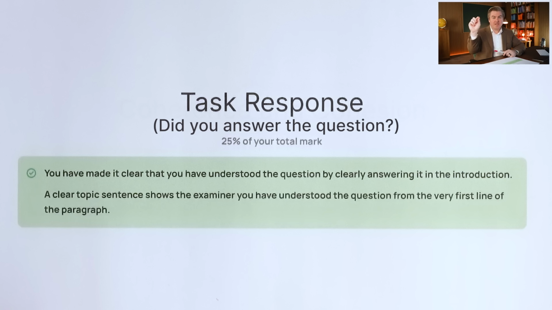And then in the topic sentence, we've taken that idea and we've paraphrased it. We've stated very, very simply, this is my topic sentence. This is the idea that actually answers the question. So everything that we've been doing is just hammering into the examiner: I understand the question and I've answered it.